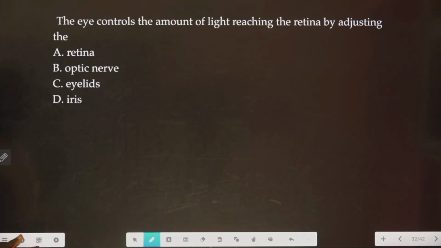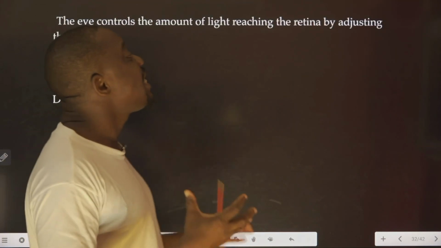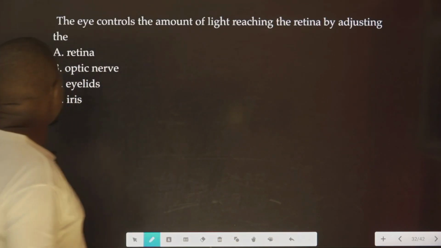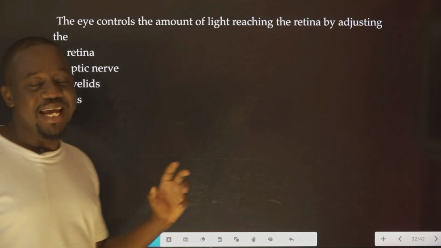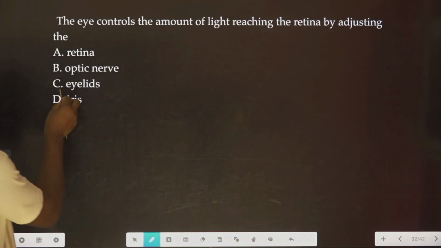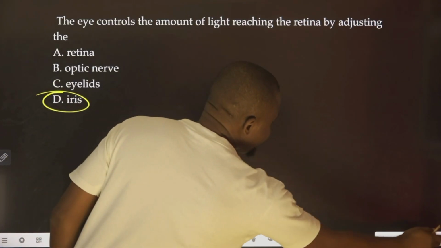Is B. The eye controls the amount of light reaching the retina by adjusting the what? It adjusts the iris. Because the iris is the color part of the eye. Okay? That controls the size of the pupil and thus the amount of light that enters the eye. So this is actually the answer. Okay? Let's look at it.